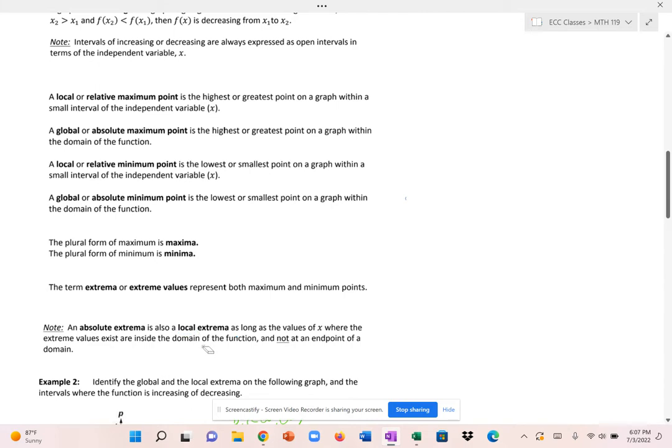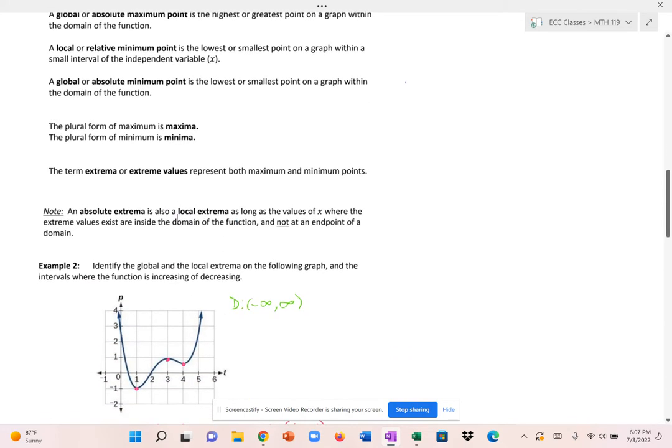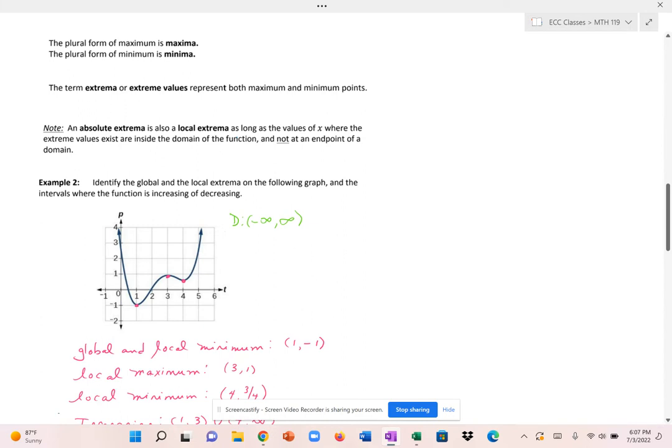All right, so here's a picture. We want to identify the global and local extrema. Remember, extrema means maximums or minimums, on the following graph, and the intervals, and define the intervals where the function is increasing or decreasing. All right, so here's my graph drawn in this dark blue color. My extreme values are the points in this hot pink.